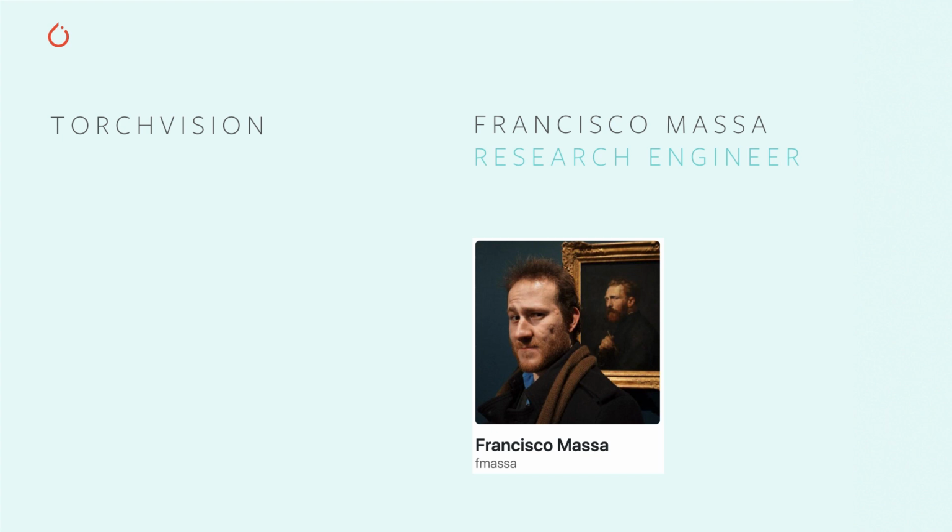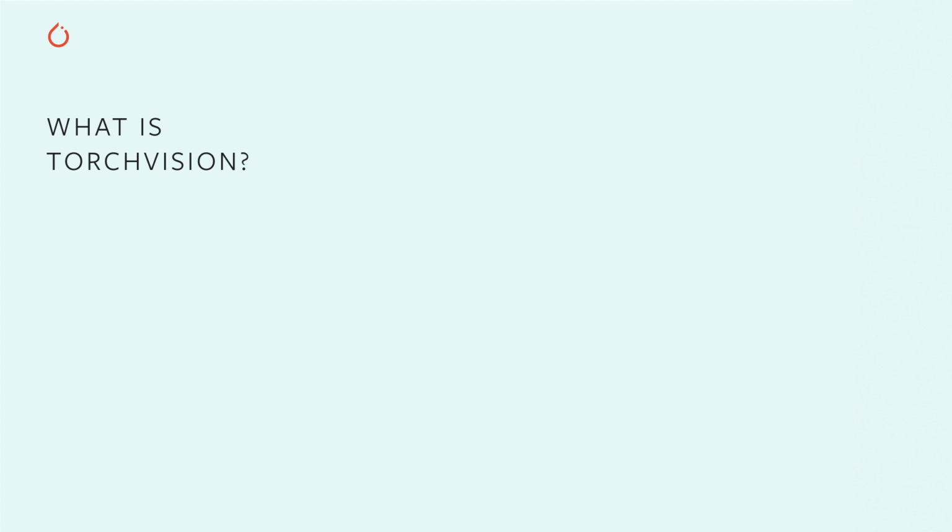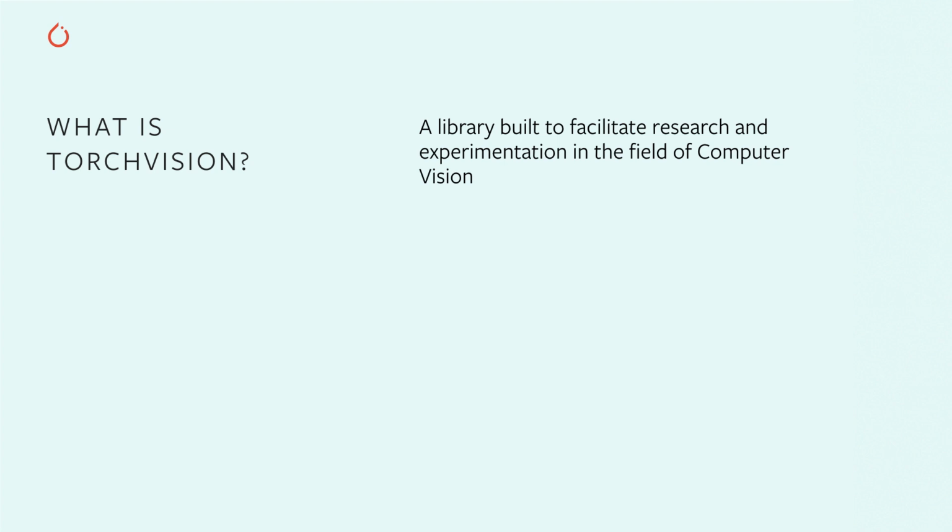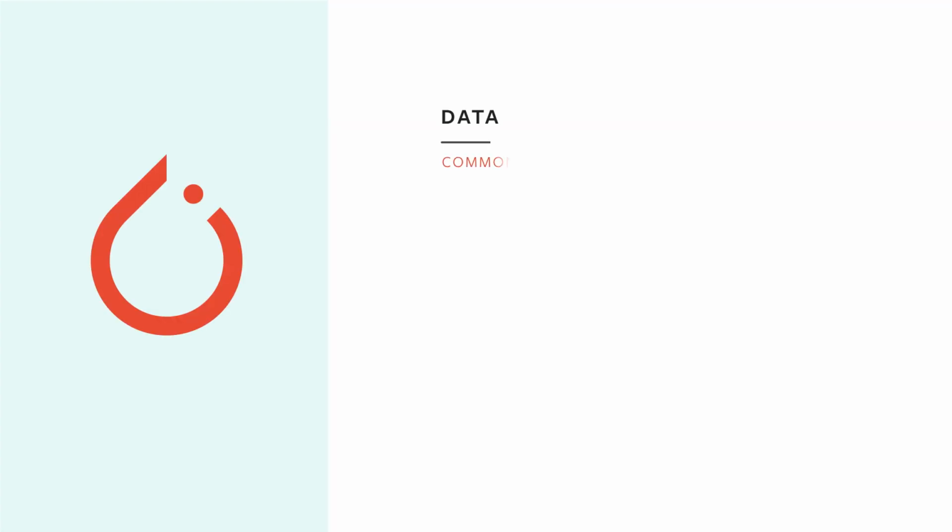Today, I'll be talking about what is in Torchvision, and how it can enable you to get started in computer vision with PyTorch. The first question you might ask yourself is, what is Torchvision? Torchvision is a library that was built to facilitate research and experimentation in computer vision. It extends PyTorch with functionality which is very specific and useful to computer vision, so that it keeps the PyTorch core library lean and focused on core deep learning abstractions. But what is exactly in there in Torchvision? Let's have a closer look.